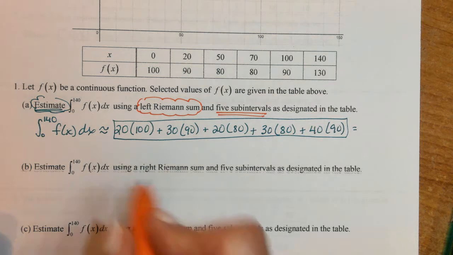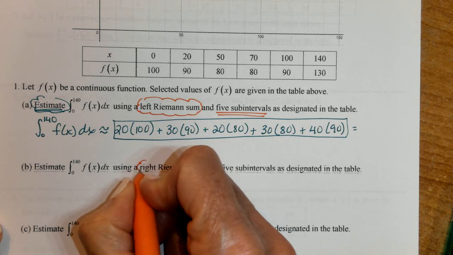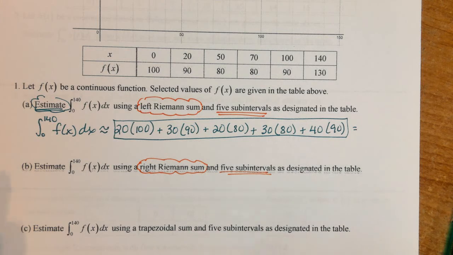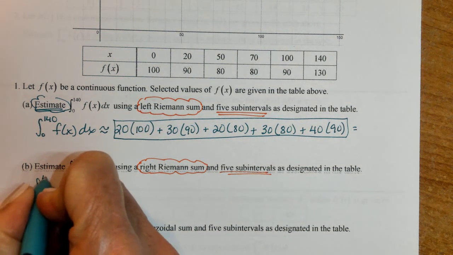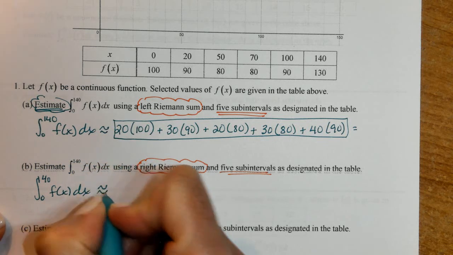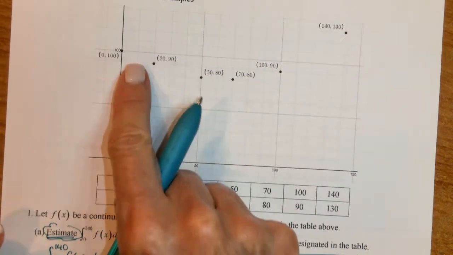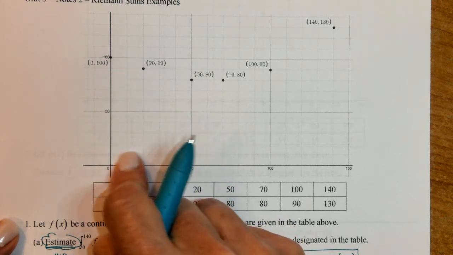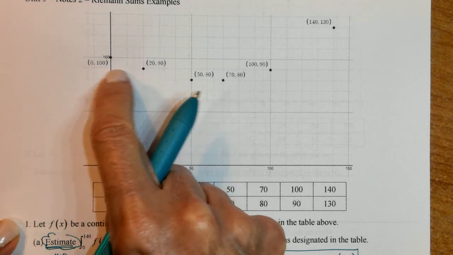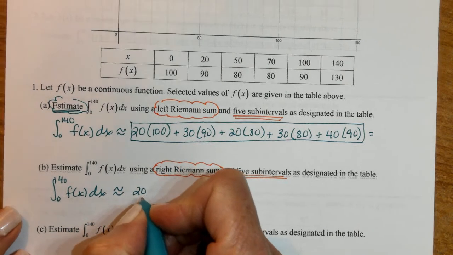Part B, estimate the same area using a right Riemann sum. Still 5 subintervals, and now we're going to do a right Riemann sum. We're still approximating, so use the approximately equal to sign. Okay, so for our first rectangle, the delta x is still 20, but now we're going to be using the right-hand side as the height of the rectangle. So I'm going to have 20 for the base length, the delta x.